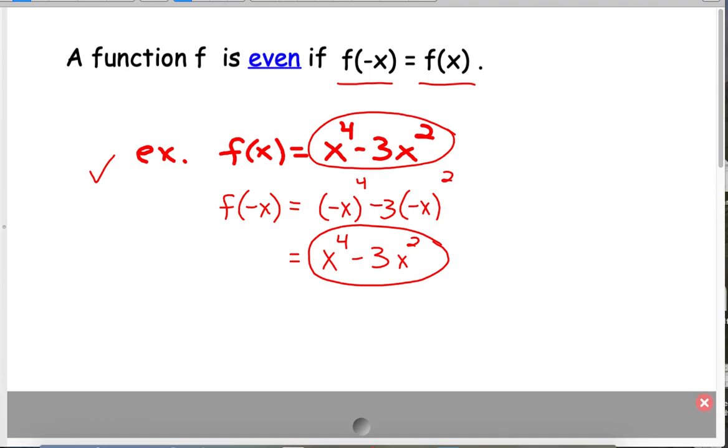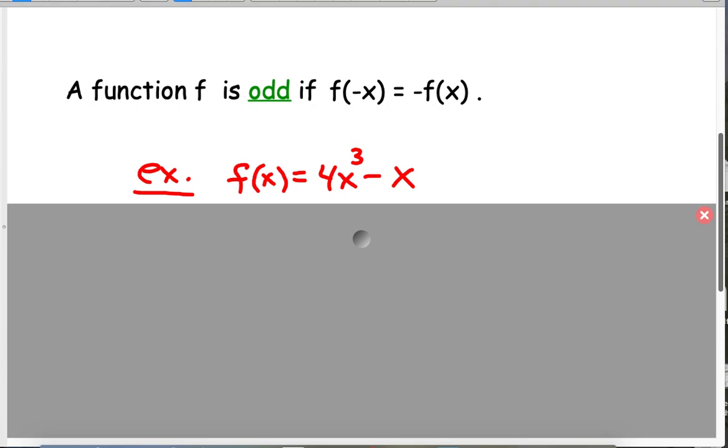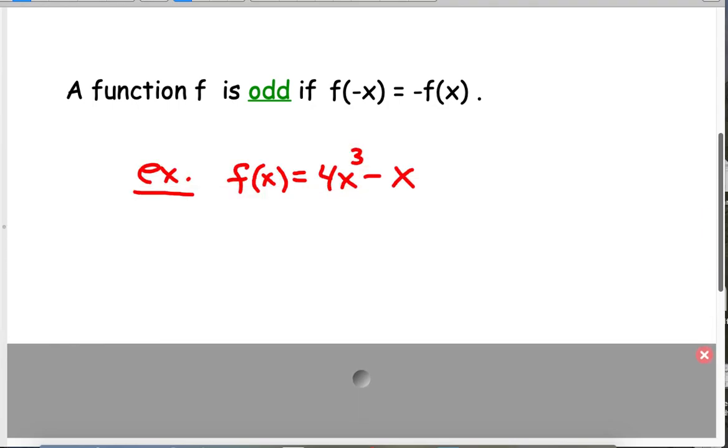On the other hand, a function is odd if f of negative x is equal to the opposite of the original f of x. So I have an example for this one. Let's evaluate f of negative x. I'm going to plug in a negative x wherever I see x, and using parentheses is always a good idea when you're plugging in values or expressions.